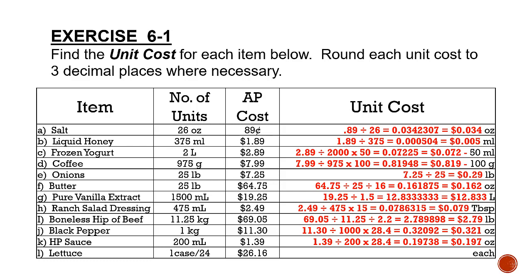And finally, a case of lettuce, a case with 24 heads of lettuce. We paid $26.16 for a case. Therefore, we paid $26.16 for 24 heads of lettuce. There, we just divide what we paid by the amount of heads. So $26.16 divided by 24, we get a final cost of $1.09 per head of lettuce.